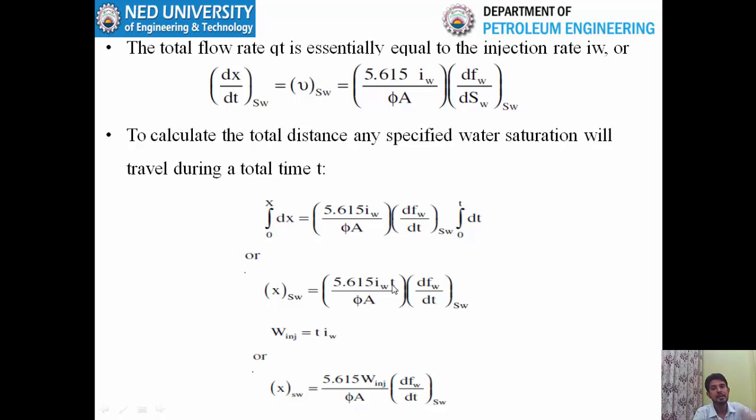For example, after 30 days your position of SW equal to 70% will be here, and after for example 2 months that position will change from here to here, and after for example 6 months of injection your position of 70% water will change from here to there. So that's how basically we use this equation. We will see in the coming slides how we calculate the position of the waterfront.